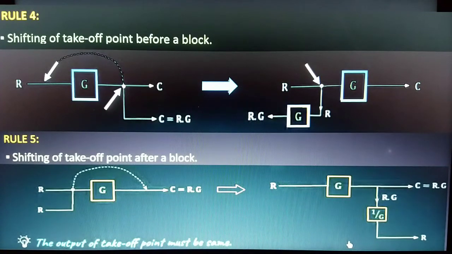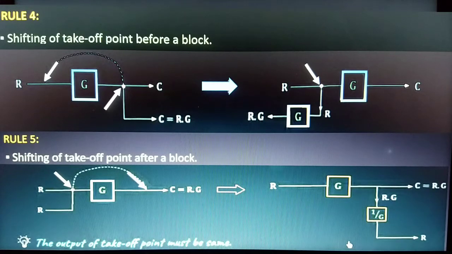Now moving on to rule number 5 of block diagram reduction, which is regarding the shifting of a takeoff point after the block. Consider this block diagram representation as it is shown on the screen, in which the block has a gain of g, and this takeoff point is present before the block. Now if I ask you, what is the output of this takeoff point right here? Yes, it will be r.